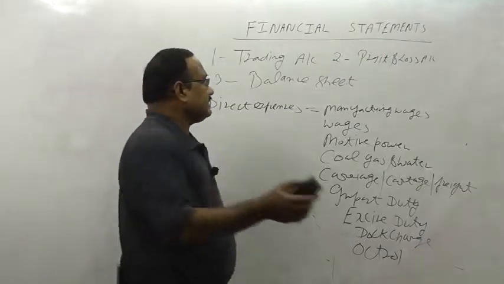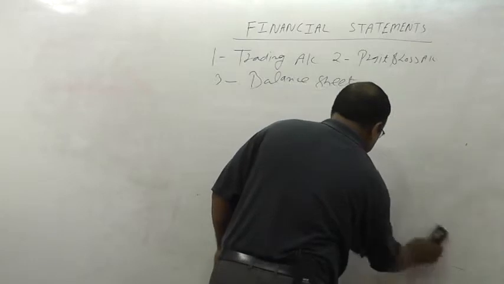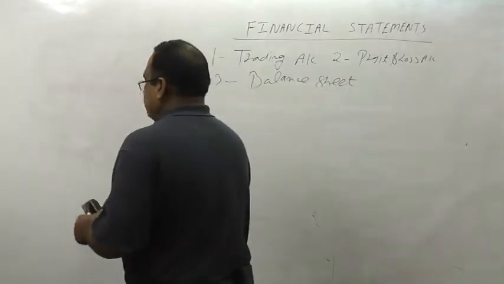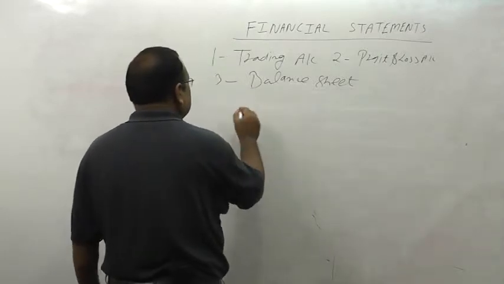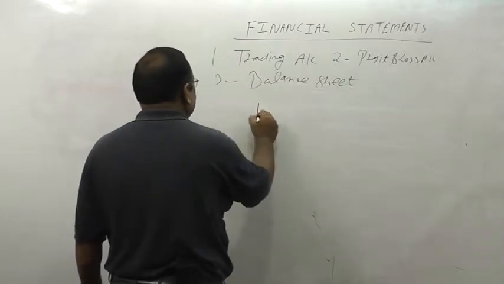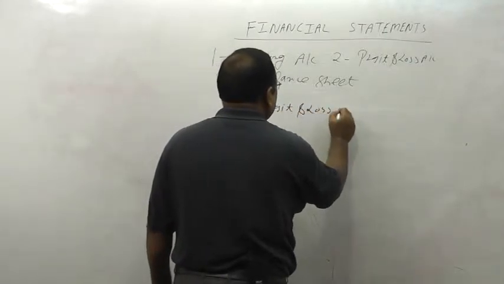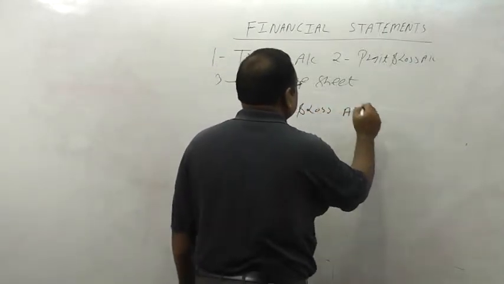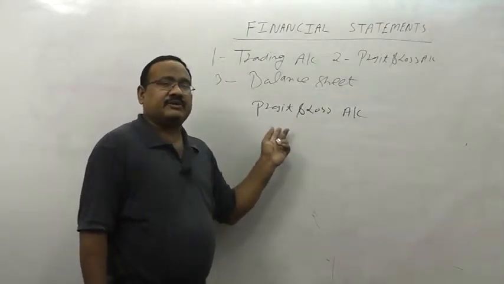And the next is profit and loss account. This account is prepared to ascertain net profit or net loss.